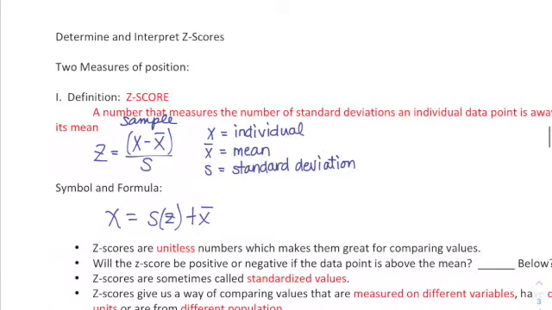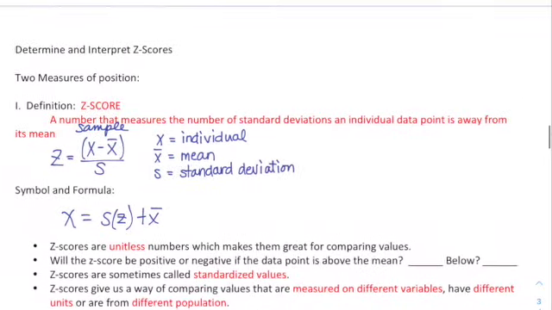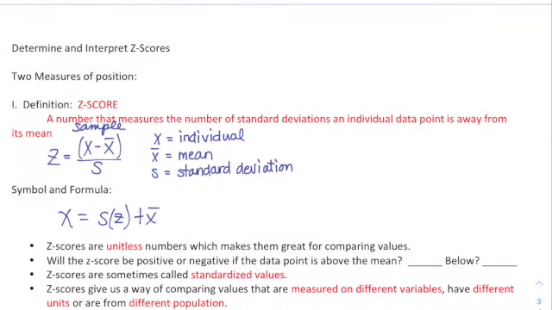All right, a couple of things we are going to talk about. Z-scores are unitless. They just tell you how many standard deviations away, which makes them great for comparing values. Okay. The second bullet says, will the z-score be positive or negative if the data point is above the mean? That is going to be positive.